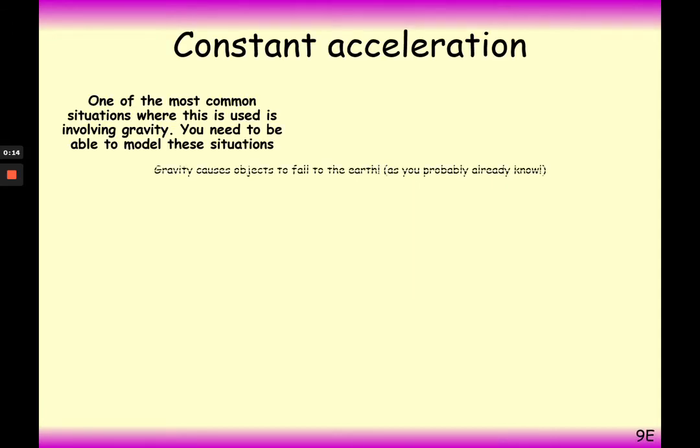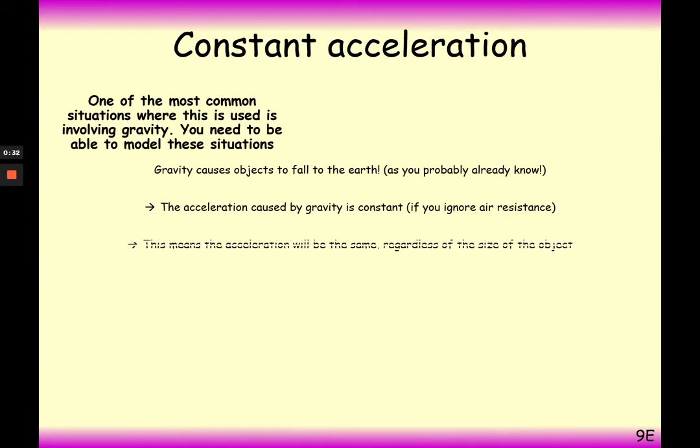I'm sure most of you are familiar with it. It causes objects to fall to Earth or any other planet. If you're on a different planet, basically it just makes things move towards masses. The acceleration caused by gravity is considered to be constant. Obviously it does actually vary, but we're going to treat it as being constant. We're going to ignore air resistance at this stage.